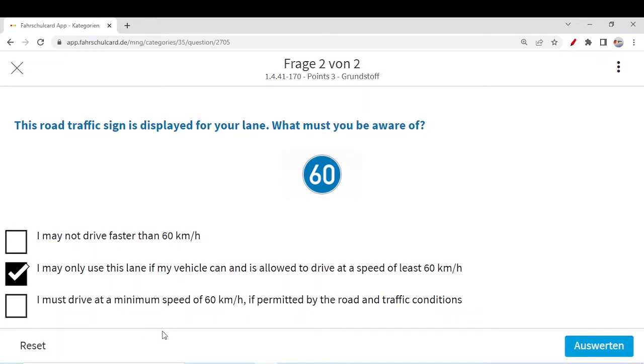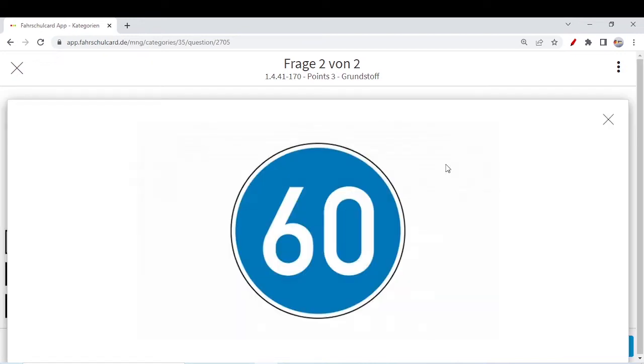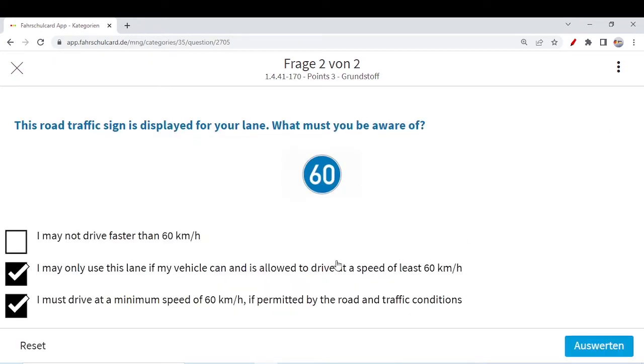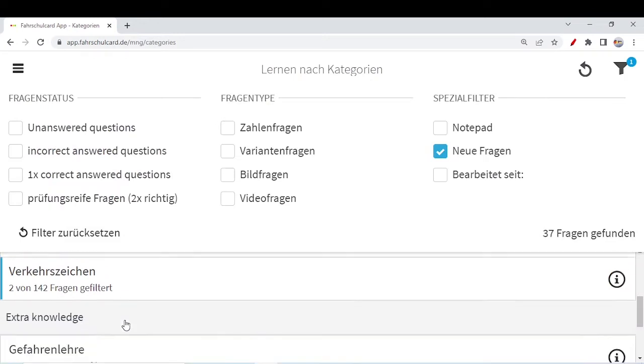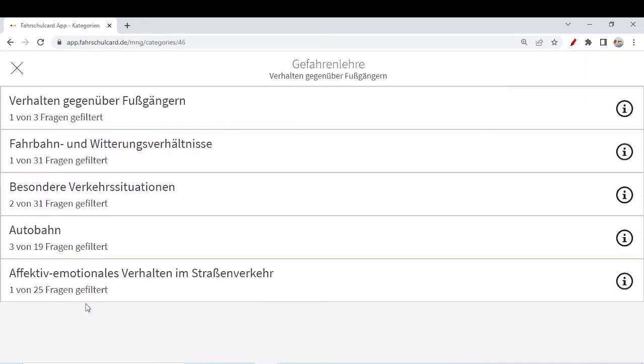I must drive at a minimum speed of 60 km per hour if permitted by the road and traffic conditions. Yes, the minimum speed on this road is 60 for sure, but normally if weather allows you, then you should drive at minimum 60 km per hour. So only these two options are correct. Now let's move to the next topic. Here we will have 8 more questions, and then we are done with the 12 questions for today.